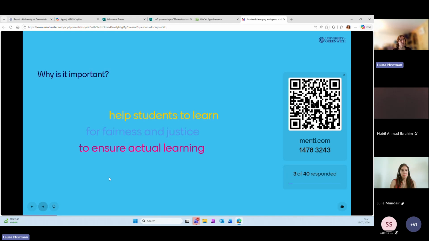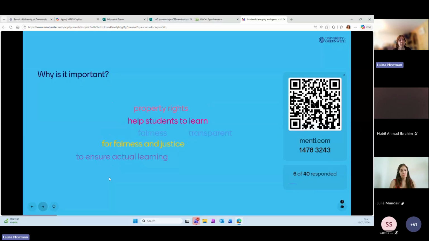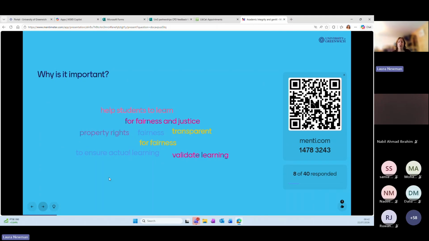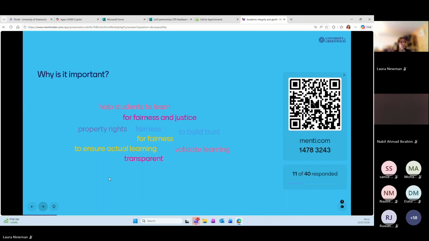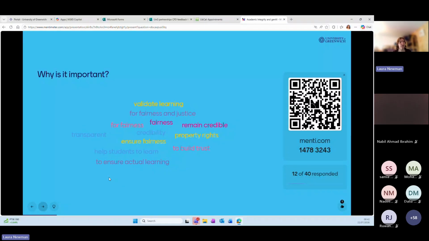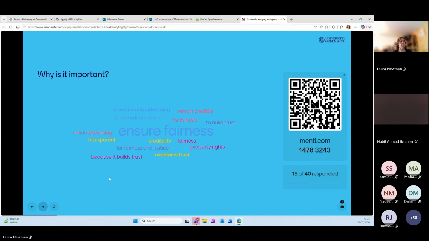Yeah, to help students learn. Yeah, ensure the learning, make sure everything's fair and just. Yeah, to show transparency. Yeah, for property rights, exactly, like intellectual property. Yeah, that's a really good point. Yeah, to validate the learning. Yeah, the fair evaluation, building trust, credibility. Yeah, lovely. I hadn't even thought of credibility as a word, but that's a lovely word. Builds trust. Yep, it helps them learn.